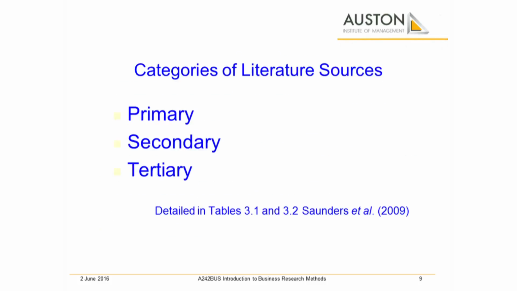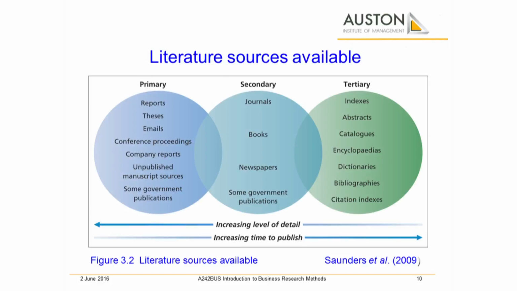Literature sources can be divided into three categories, and they are primary, secondary, and tertiary. If you refer to slide number 11, it has given examples under each category. For primary, you can see the type of materials goes under primary: reports, thesis, emails, conference proceedings, company reports, unpublished manuscript sources, some government publications. If you refer to secondary, it shows journals, books, newspaper, some government publications. Under tertiary, we can see indexes, abstracts, catalogs, encyclopedias, dictionaries, bibliographies, and citation indexes.